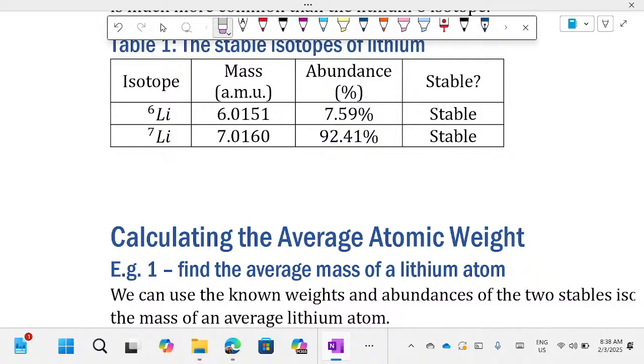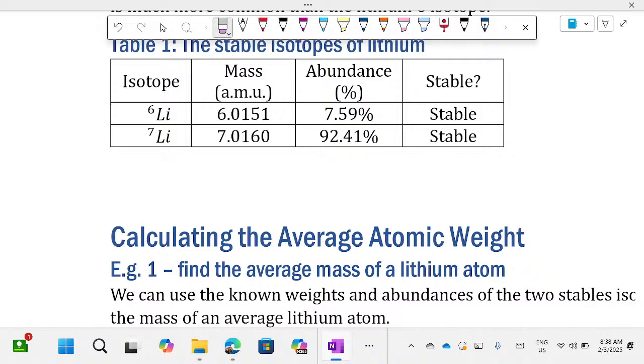Yeah, except, to be clear, are there 2 lithium atoms in the universe? No. In fact, there are more than you could ever count. Does that make sense? So you can't just do the old add them up and divide by 2, because that would imply that there's only 2 atoms out there. Does that make sense? When really there's lots.